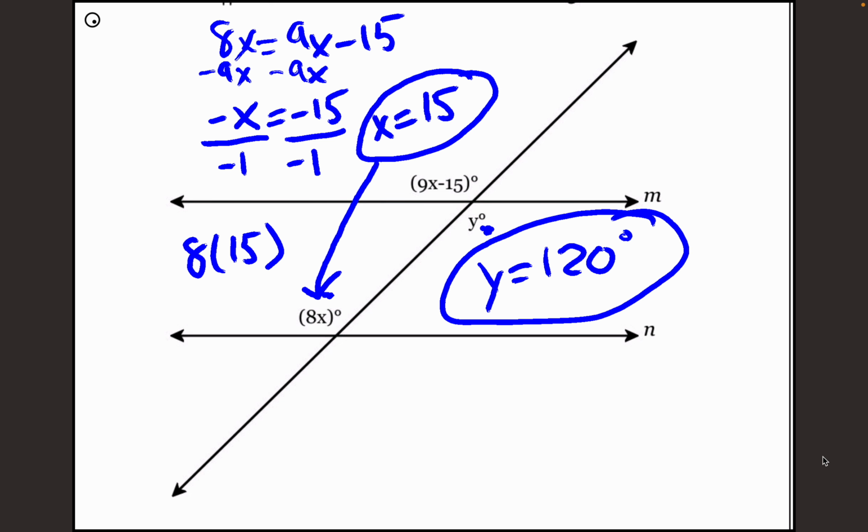Don't forget about the different possibilities where they can be congruent. You can plug in 15 here, what Austin was saying, and get the same answer. I just think it's a little easier just doing 8 times 15. So you can be aware of that. You don't always have to go for those vertical angles.